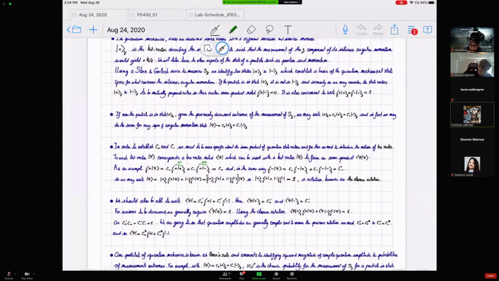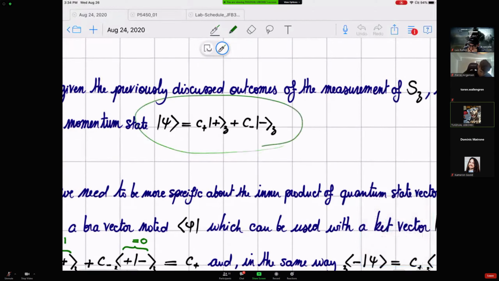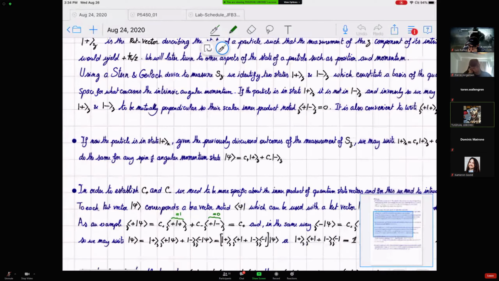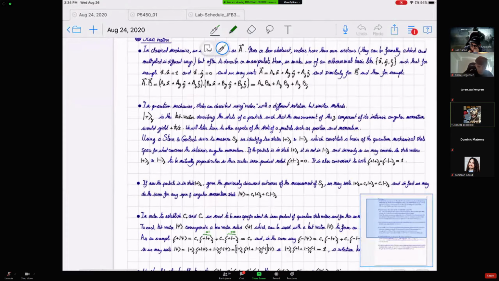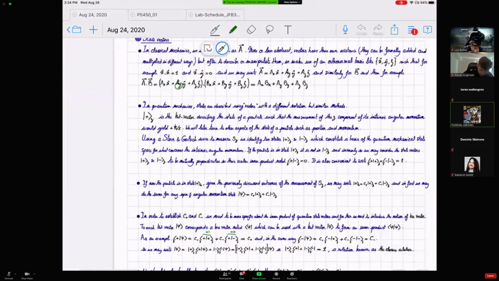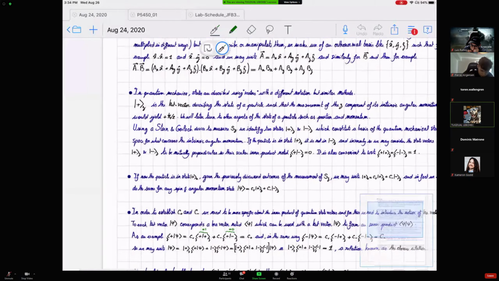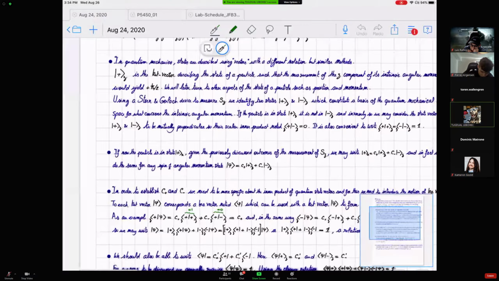And that's going to be the case of any state of the electron. It will always be possible to write it as a linear combination of plus and minus sub z with two coefficients, c plus and c minus, which are essentially playing the role of ax, ay, and az up there in the more familiar case of vectors in the physical dimension space.